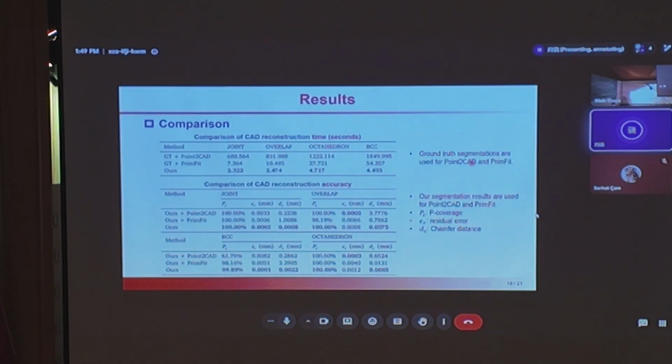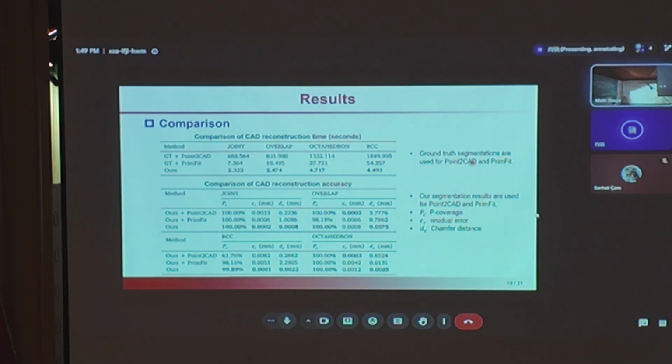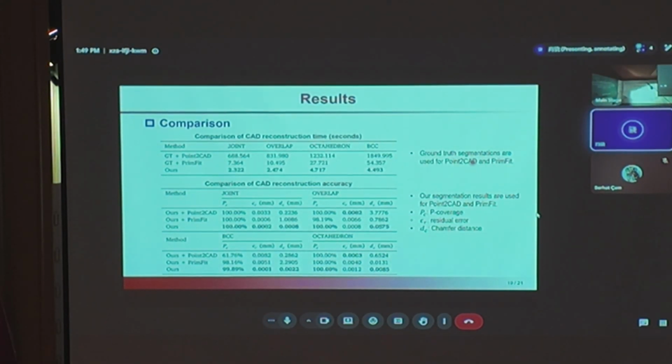Then we further compare our method with reconstruction methods, for example Point2CAD, which is a deep learning method, and a variational method. To ensure a fair comparison, we provide the same segmentation results to Point2CAD and to our method, so here we only compare the reconstruction results. After comparison, we find that our method is faster and also gives more accurate reconstruction results than the other two methods.